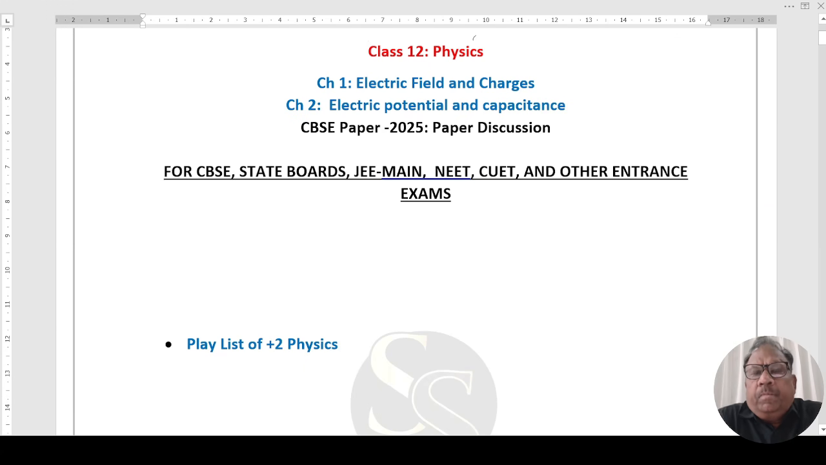Hello students, on today's session of paper discussion of CBSE 2025 class 12 physics, questions based on these two topics, that is electric field and charges, and second is electric potential and capacitance, will be discussed in detail.